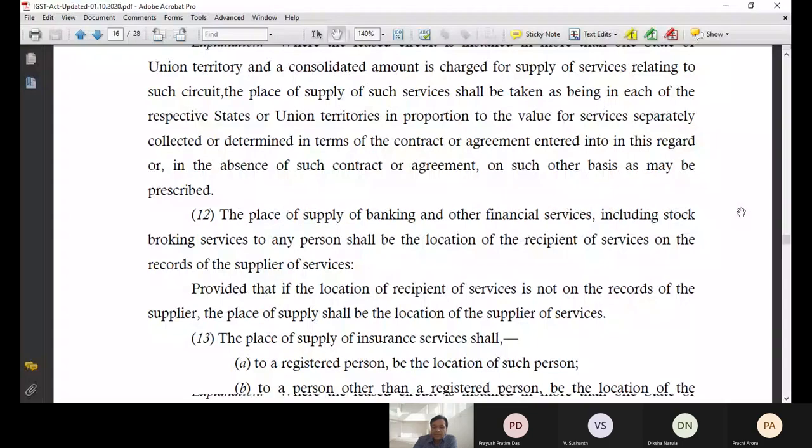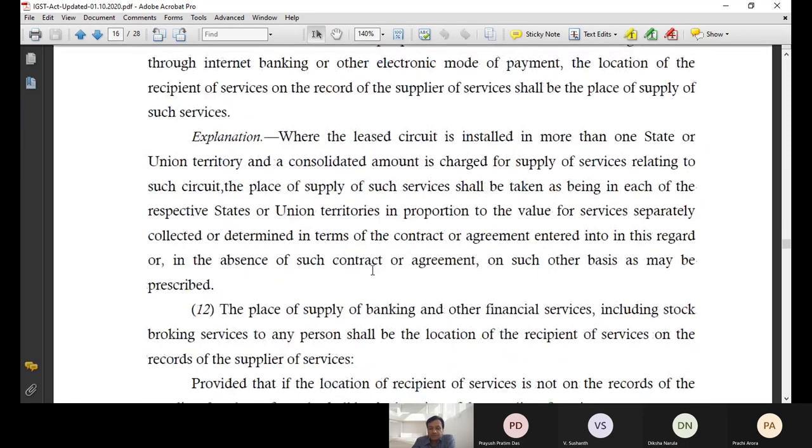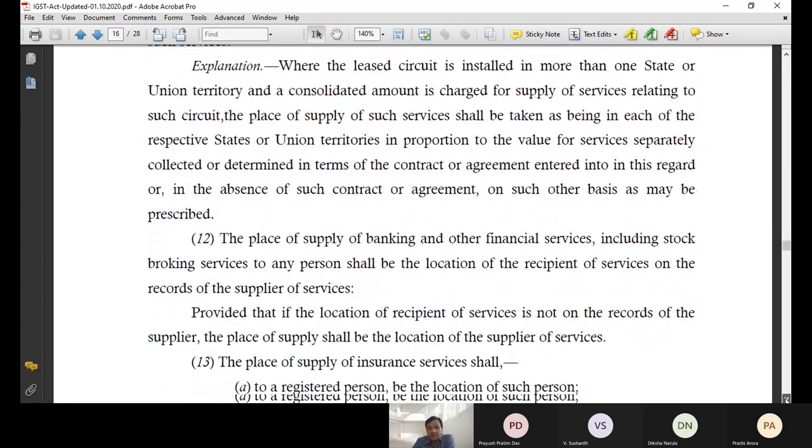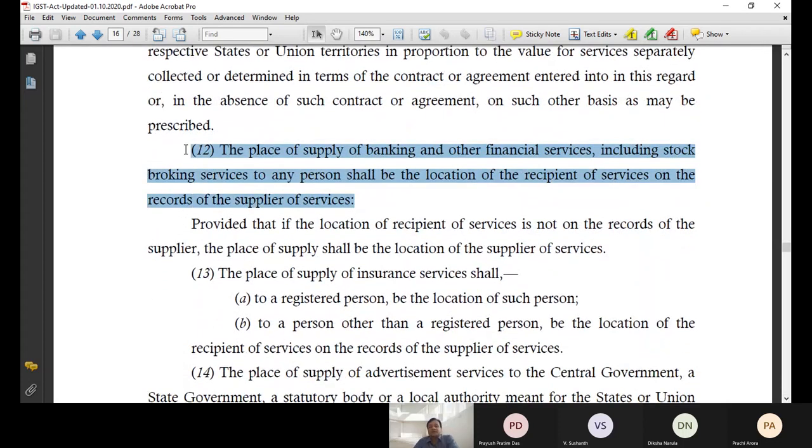So let me share with you the IGST Act again now. I hope it is clearly visible to you. And in the last lecture, I discussed with you in detail the determination of place of supply of telecommunication services. Now let me discuss with you subsection 12 of section 12. Banking services. We avail so many financial services. So this is determined as per section 12, subsection 12.